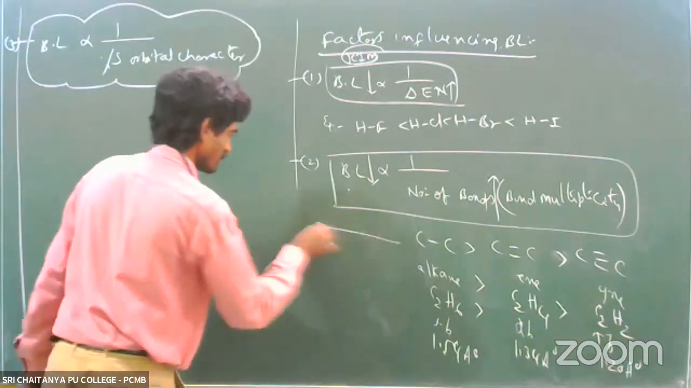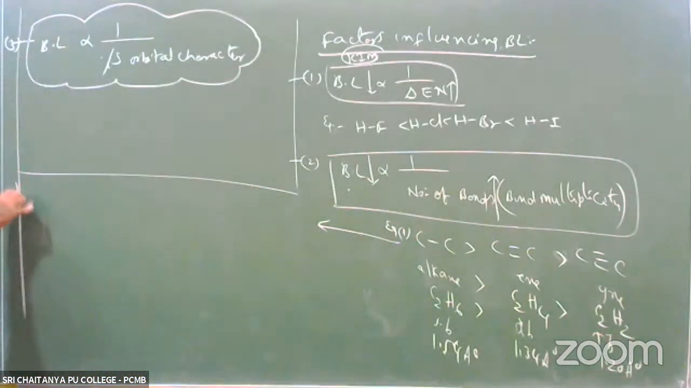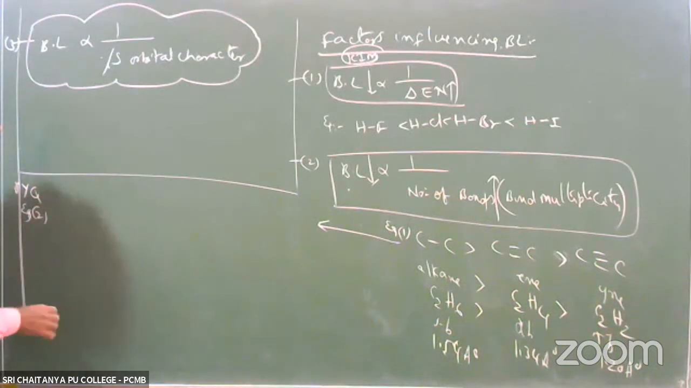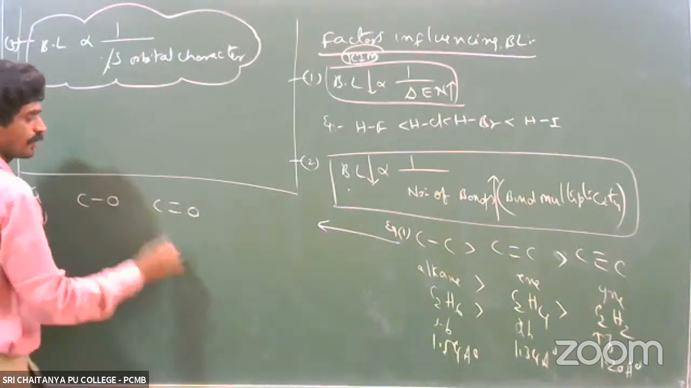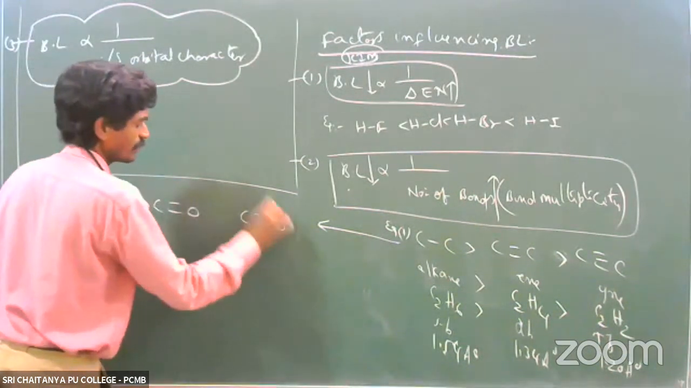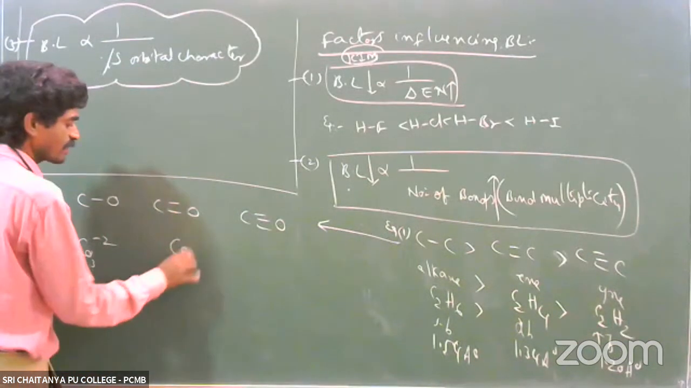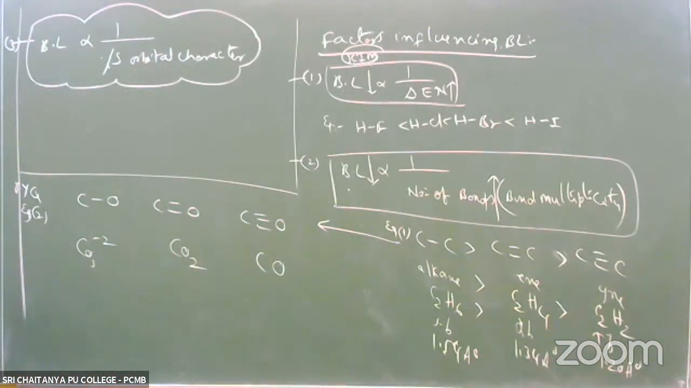This is one example. One more example I will give you. This came in a previous examination. The second example for that second factor, example 2. Because space is not there, that's why I write now. Look here, for example, take carbon-oxygen single bond, carbon-oxygen double bond, carbon-oxygen triple bond. Take CO3 2-, carbon dioxide, and carbon monoxide. Arrange them in increasing order of bond length, or which has more bond length.